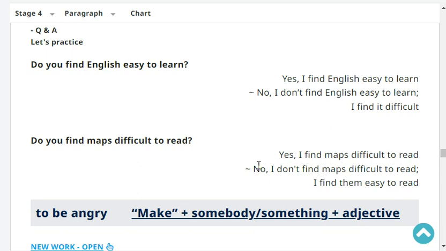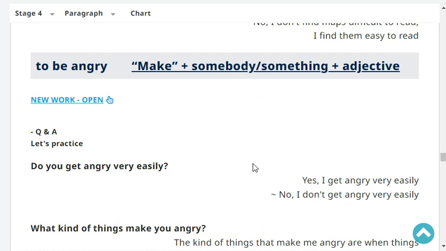Difficult to read. Very good. Okay, do you get angry very easily? Yes or no? No, I don't get angry very easily. Very good.